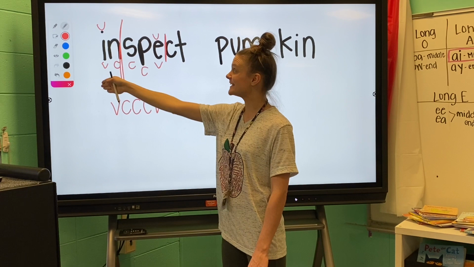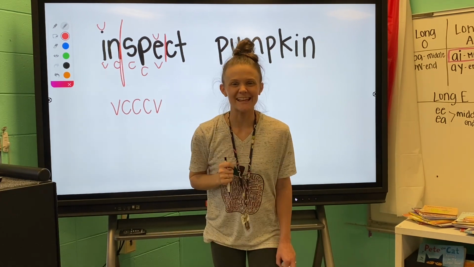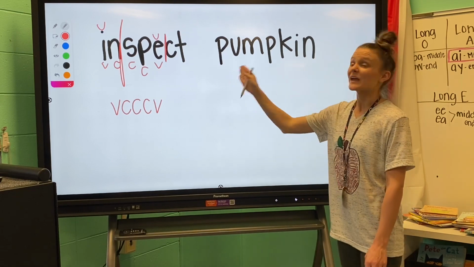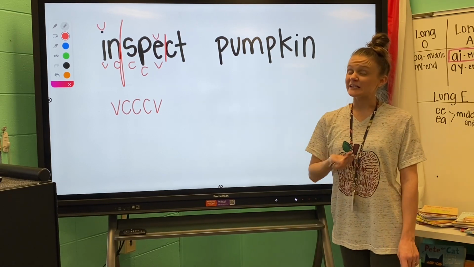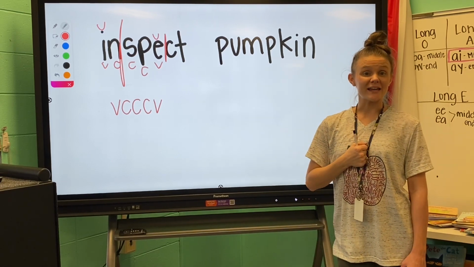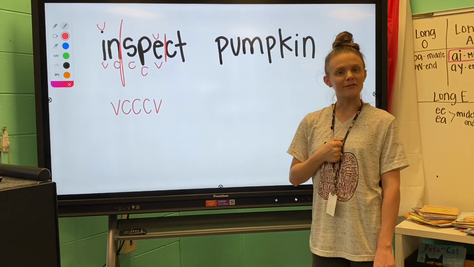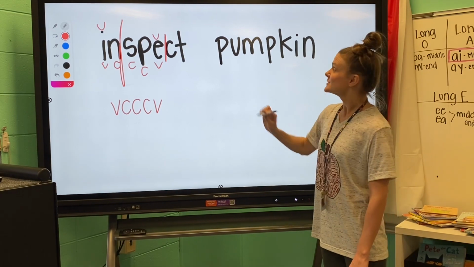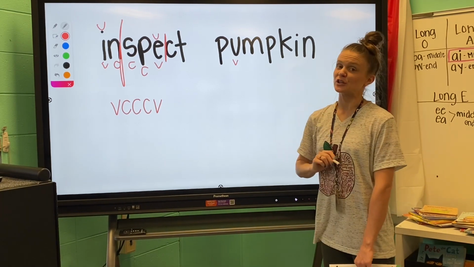Inspect. Inspect. Excellent. Let's do the same thing with our second word. In this word, we haven't found any obvious coding, so we can go ahead and find our vowels and label them. So the first vowel that I see is letter U. So I'm going to put a V under letter U.